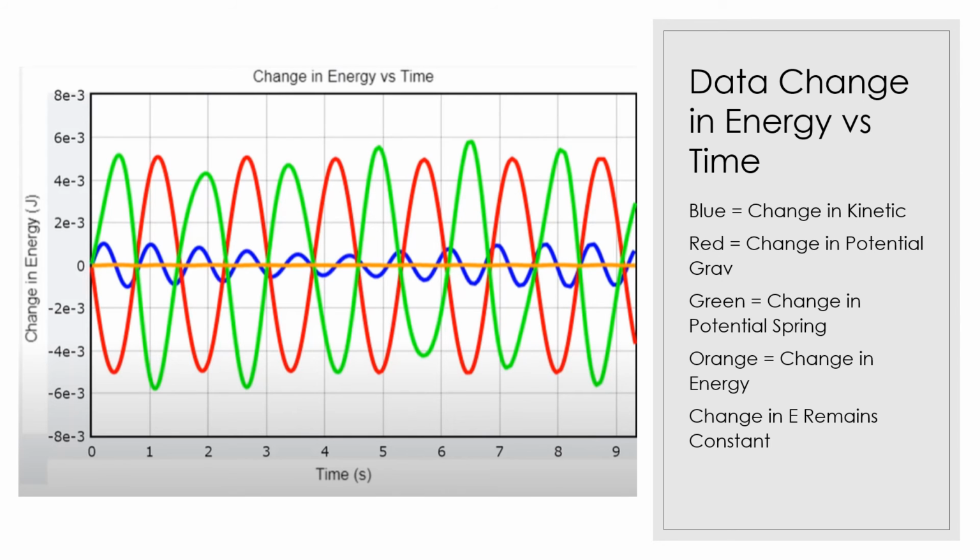And here's my graph that was produced from the model that represents the change in energy versus the time, the blue line being the kinetic energy, red being the change in potential gravitational energy, green being the change in potential energy of the spring, and then the orange being the change in the total energy overall. One thing I wanted to point out is that the orange line, which is the change in total energy, stays at 0 the entire time, which means it fulfills the energy principle because everything is at equilibrium and all of the stuff cancels out.